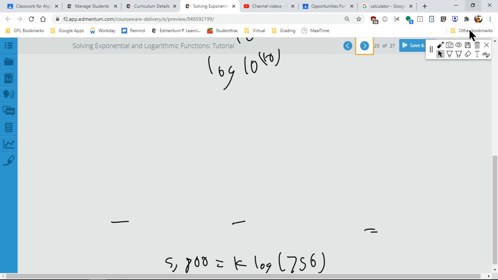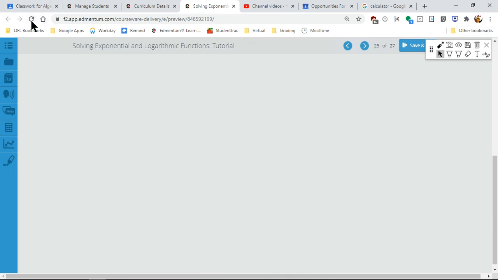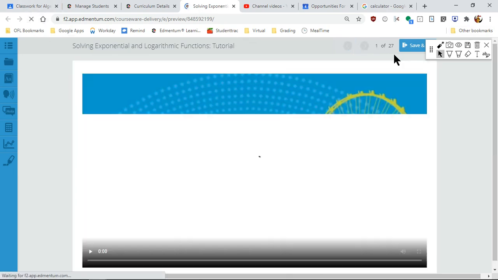All right, and of course this is taking forever to load again. Slide 25.